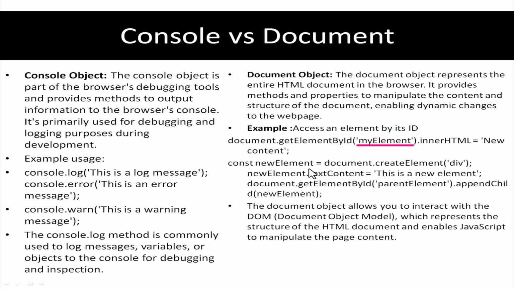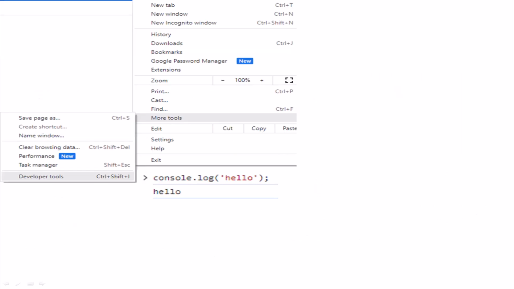Now here you have given the constant new element equal to document.createElement. Whatever element you are going to display within the division tag will be shown. Next, new element get context: this is a new element. Now it is going to be appended to the particular element. Like that, you can interact with the Document Object Model, which enables you to manipulate the content of the web page. Here is an example of how you represent the console log. In your browser you have to go to more tools, then developer tools. Only then can you find the console tab.